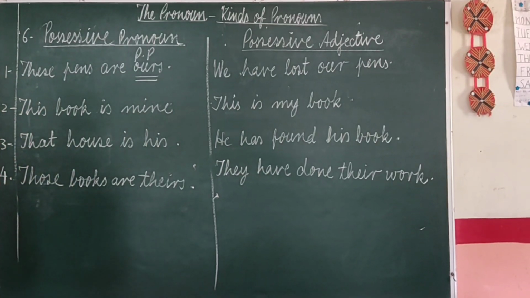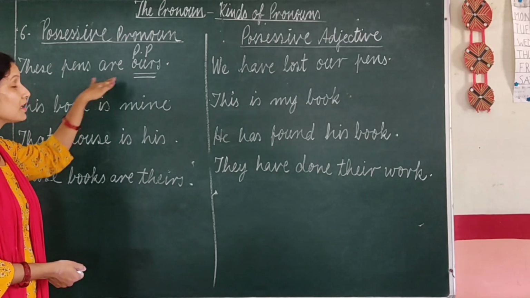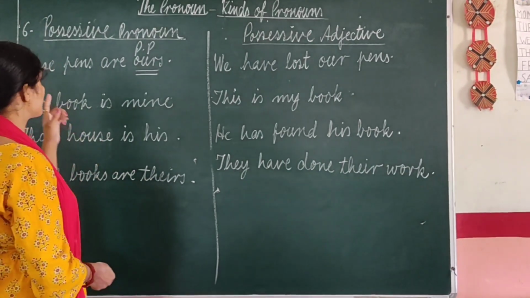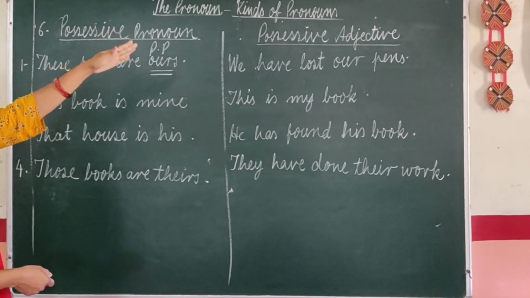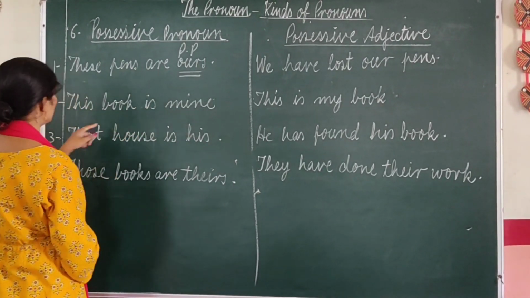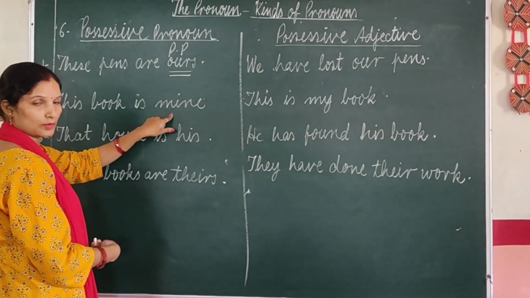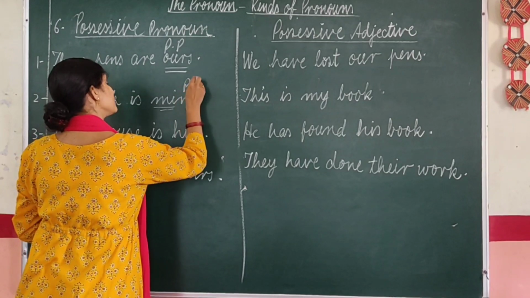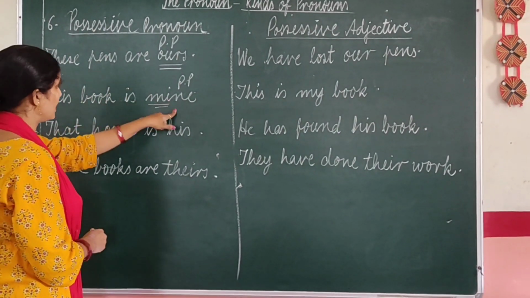If I say, suppose that these are our pens. Here our is followed by a noun, pens. So it becomes possessive adjective. Clear? That is the difference between the possessive pronoun and possessive adjective. Now next, this book is mine. Here also we are talking about a book, and whose book? My book. So this is possessive pronoun. This book is mine. The book belongs to me.